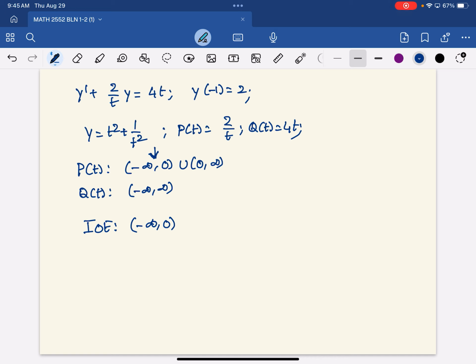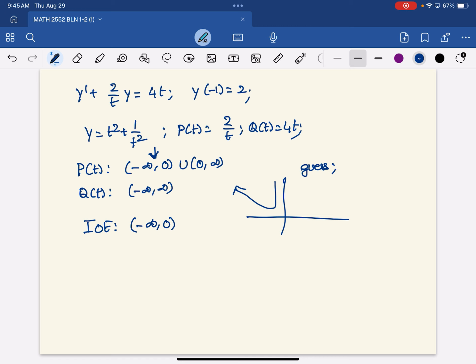Is that clear? So if I were to guess, this is a guess, my solution would look like this. The only reason is I'm thinking the solution y is an even function. If it's an even function, it should be symmetric about the y-axis, so I just drew it the other way around. Are you with me on that?